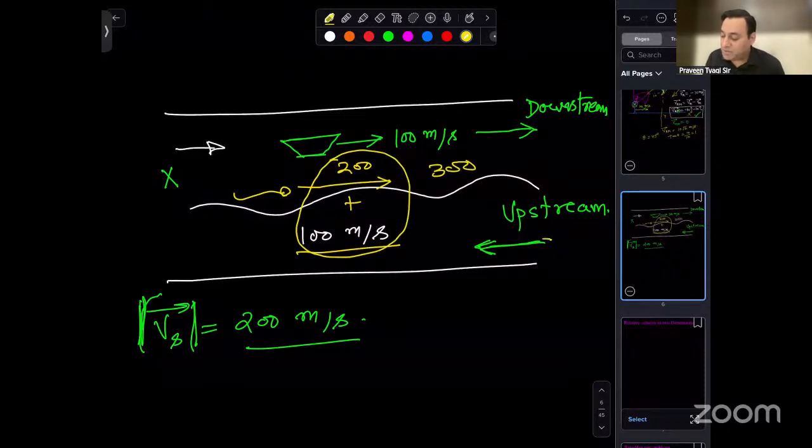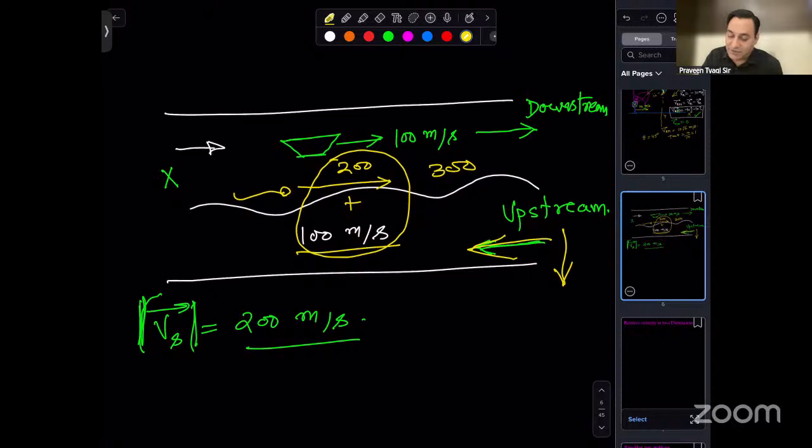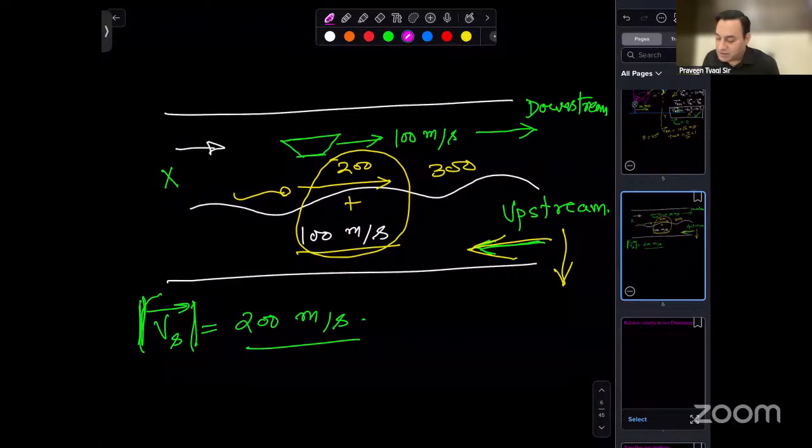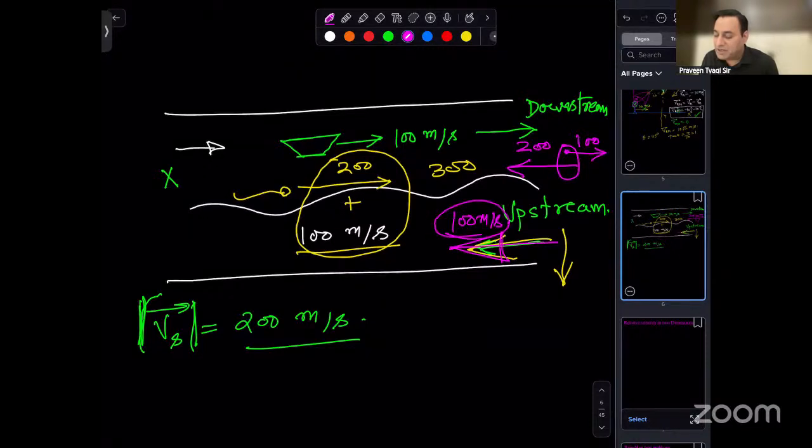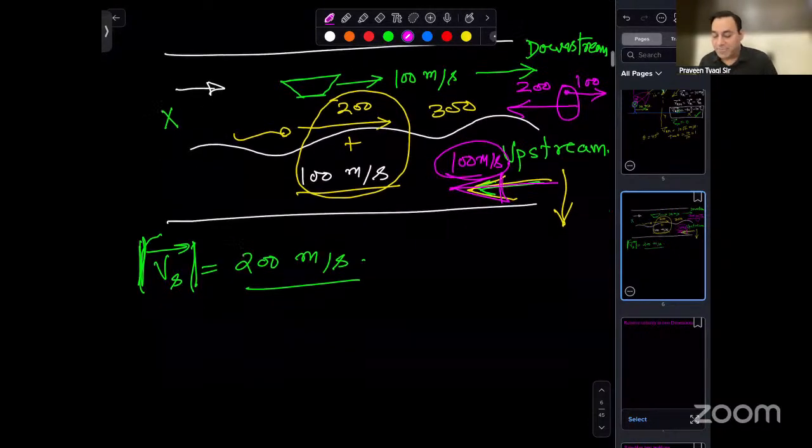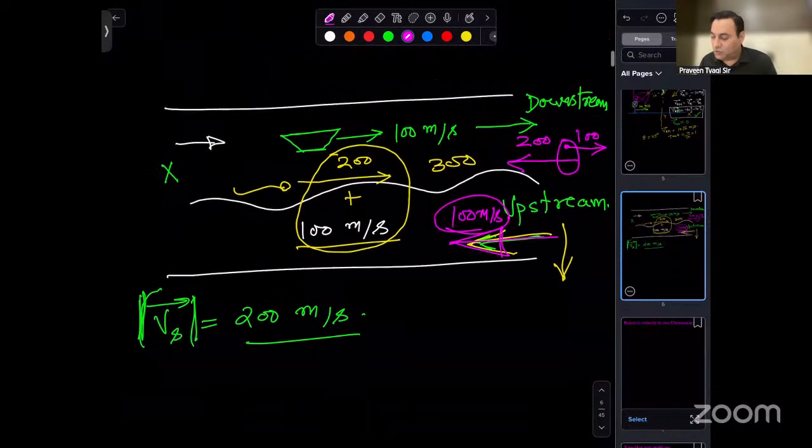If he tries to swim upstream, what will be his net speed when he's trying to swim upstream? In this case, what will be his net speed? 100, because his effort will be in this direction, and that effort will be 200 in this direction. And river will make him flow with 100 meter per second in this direction. This is 200. So the net he will be swimming upstream with, his net velocity is going to be 100 meters per second. So this much everyone can understand very easily. Okay. Now let's understand what do we do with this.